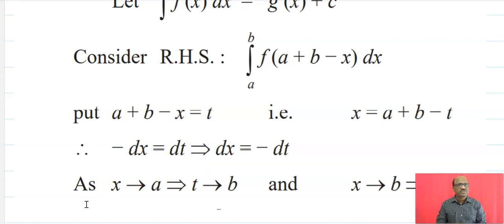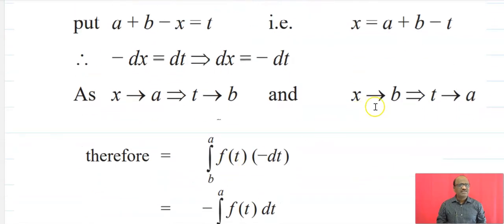Whenever we change the variable, at that time we want to change the limits also. In this case, we have the new variable t. Our original variable is x. Now put here x equal to a, plus a minus a get cancelled. You will get the lower limit t equal to b. What about the upper limit? Now again substitute x equal to b. Again plus b minus b get cancelled, and you will get the upper limit as a.